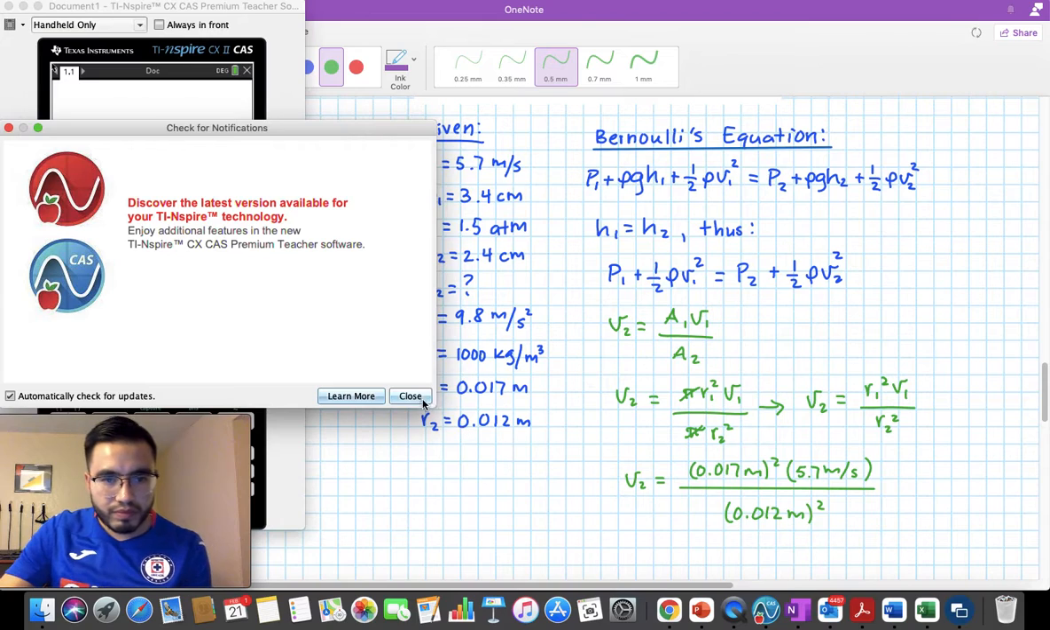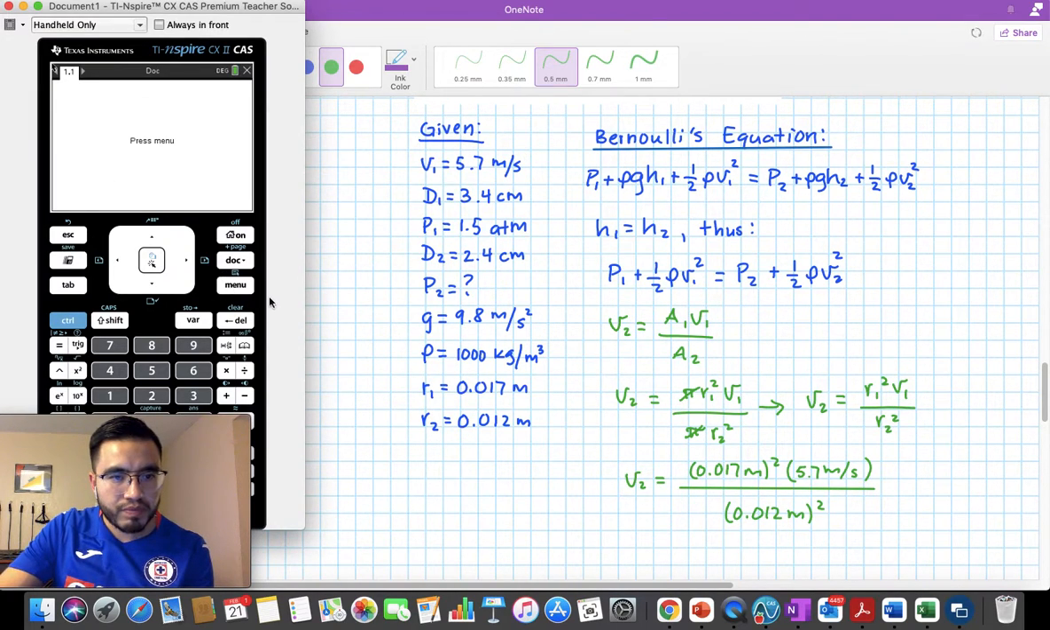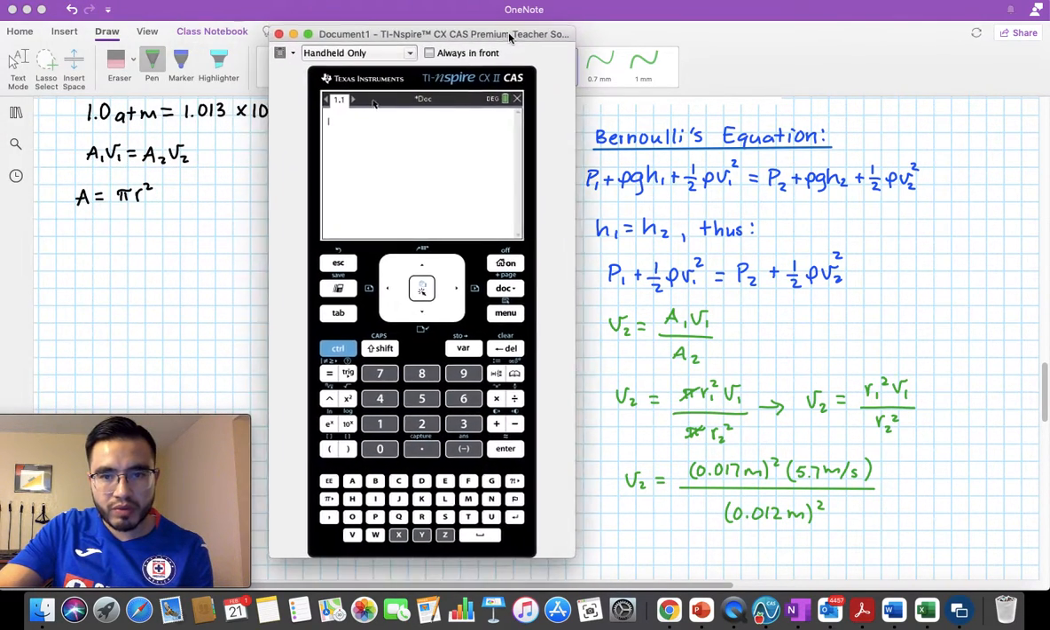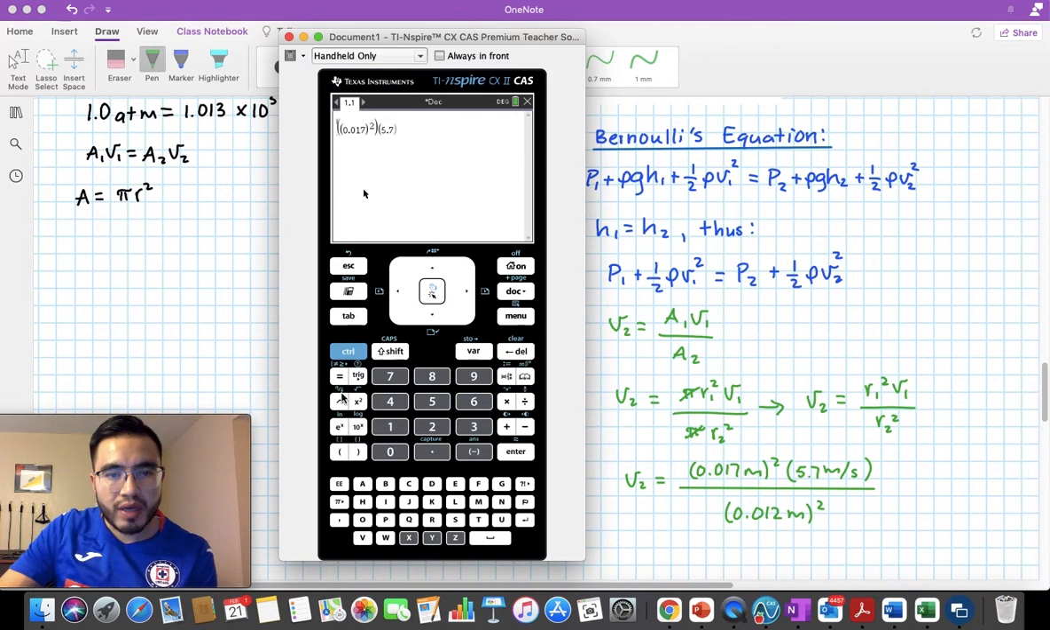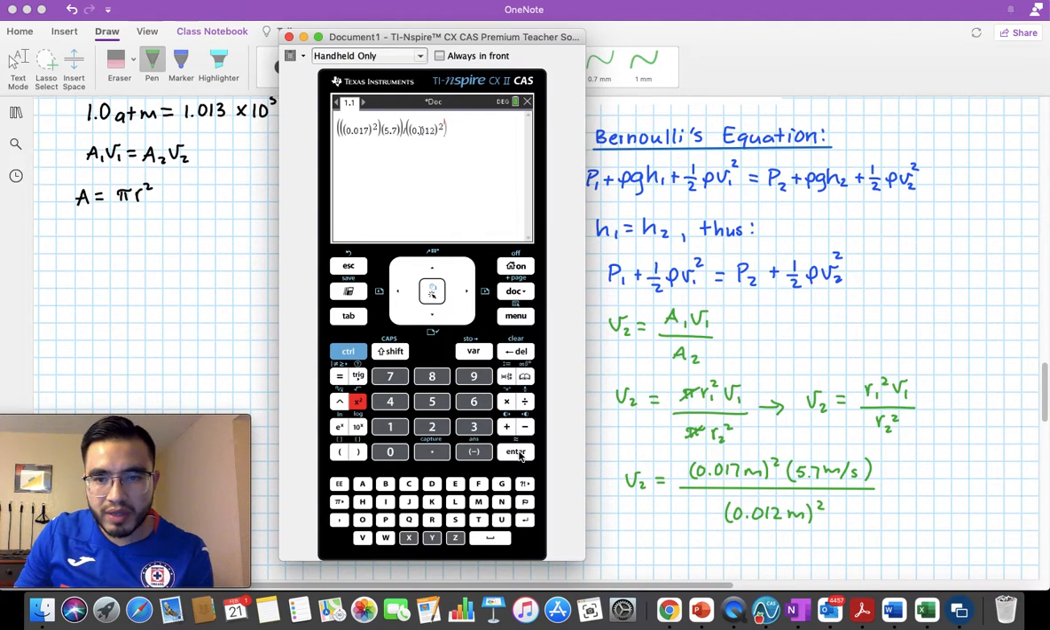Oops. Menu. And I'm going to move this one over here. And we have 0.017 squared times 5.7. I need to add another parentheses. You know how much I love parentheses. And then divided by 0.012 squared. Should be my velocity.